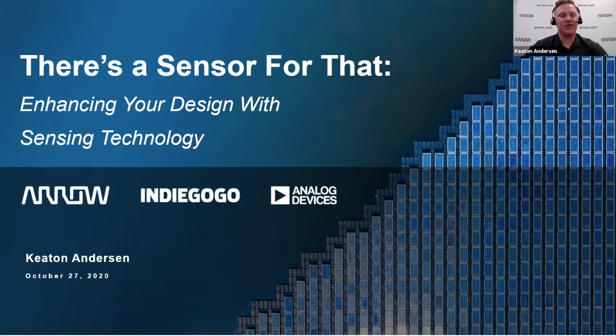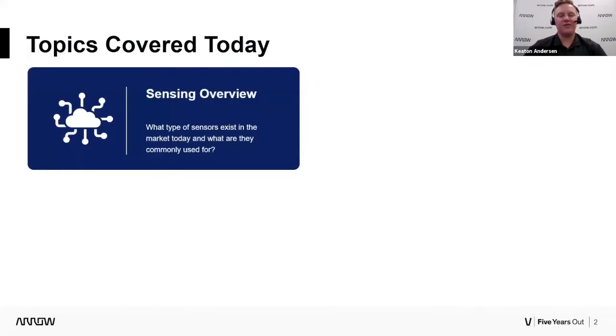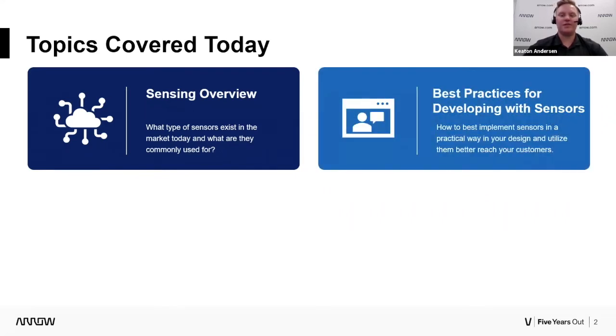But again, if there are any questions, definitely throw them down there. I'm really looking forward to getting to go through all the different types that are available. So without further ado, there's a sensor for that. The things that we are going to cover today are an overview of sensors. So what types of things exist in the market? What are they commonly used for? And then we'll go into the best practices for developing with sensors.